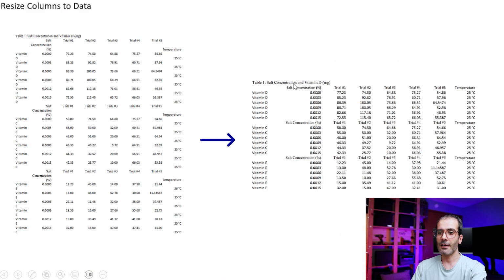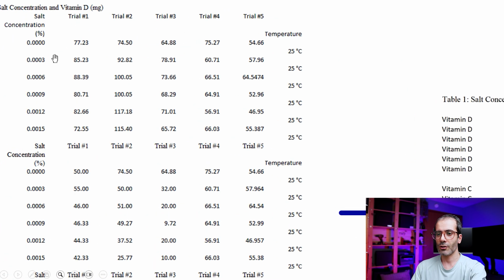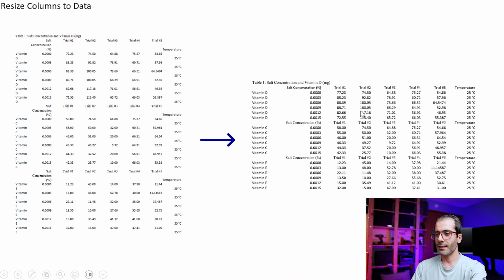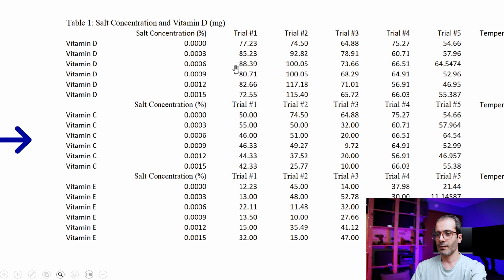Next, you have to resize the columns to the data that you are showing. Here, the vitamin D, the D is below that. So I'm going to increase the size of this column and probably this salt concentration with this percentage. So it looks a little bit better on the right.